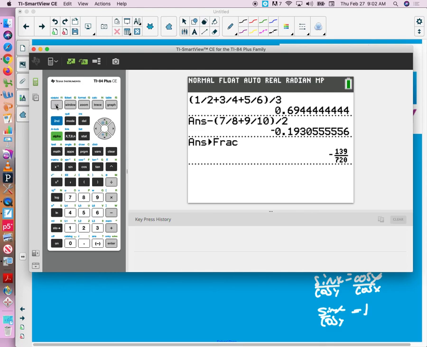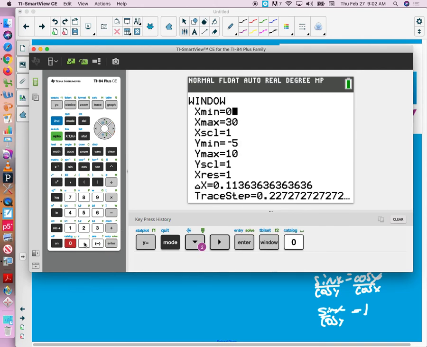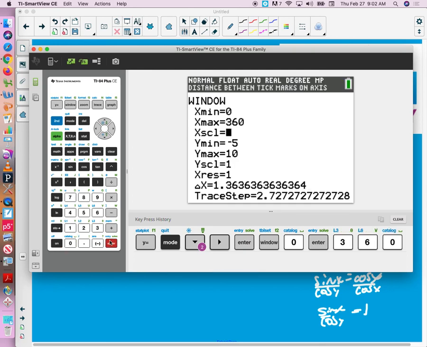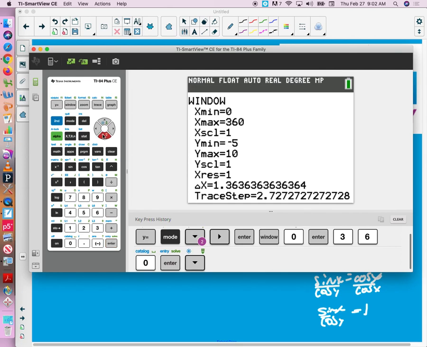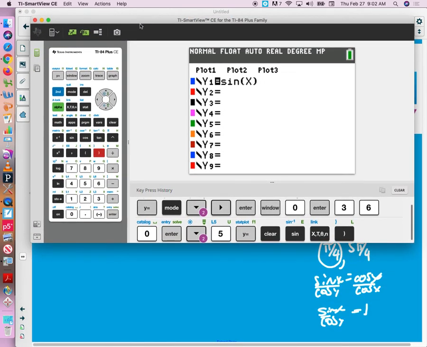But let's go to mode, check our mode. I want to go in degrees. All right, I'm going to make my window 0 to 360. Since I understand trig, I'm thinking I don't really want to go very far. A lot of times I go from -5 to 5. I have an awareness of the amplitudes that are in my equation. And I have sine x. I have a question about that. Hang on just a second. 2 sine x plus cosine x.